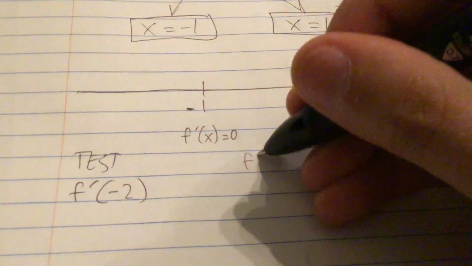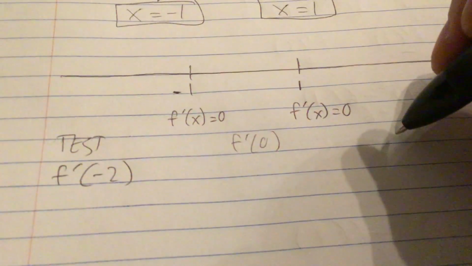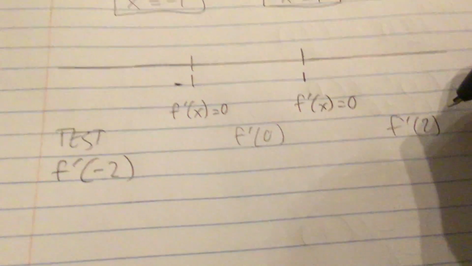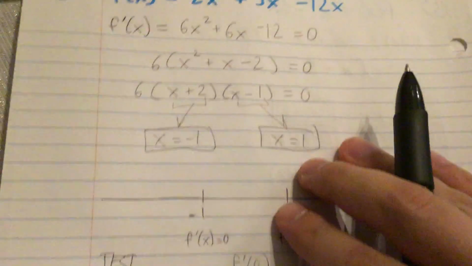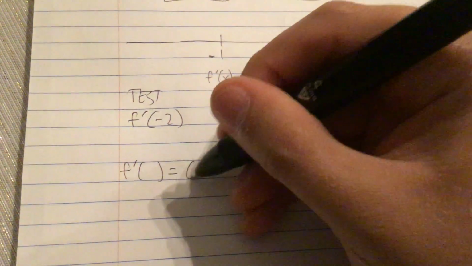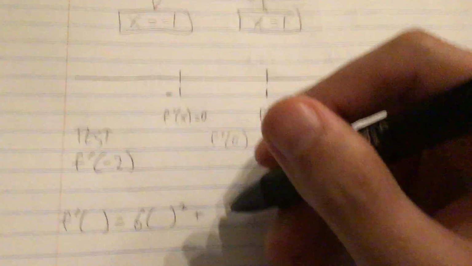So let's say I want to test f prime of -2. F prime, what's between -1 and 1? Well, 0. F prime of 0 and f prime of 2. Okay, so let's look at the derivative formula. That'd be 6x squared plus 6x minus 12.